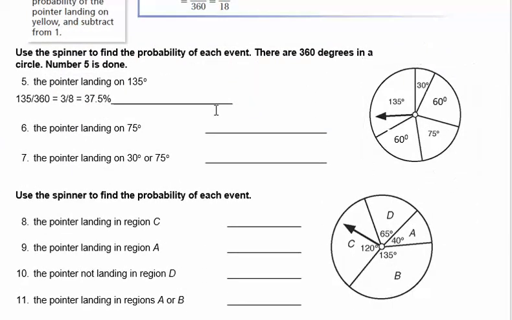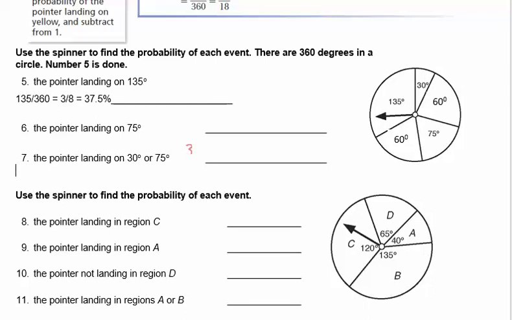So remember that there's 360 degrees in a circle, so that is going to be your denominator. The probability that the pointer would land on the 135 degree sector is 135 over 360, and then you simplify it and then you write it as a percent. If, like in number 7, it's two parts, 30 or 75 degrees, then you would add those two probabilities together.